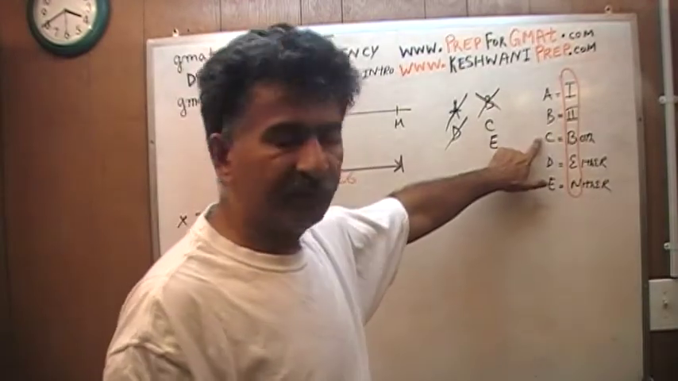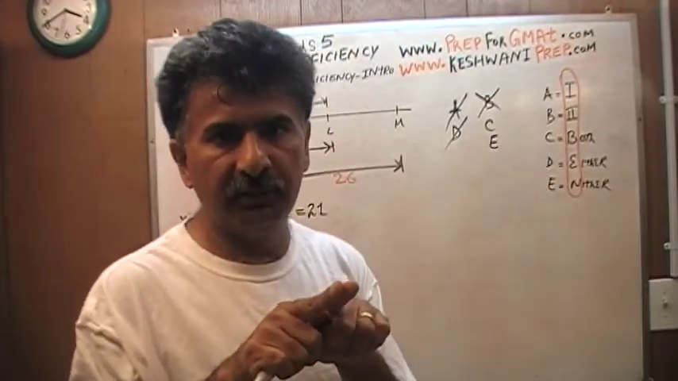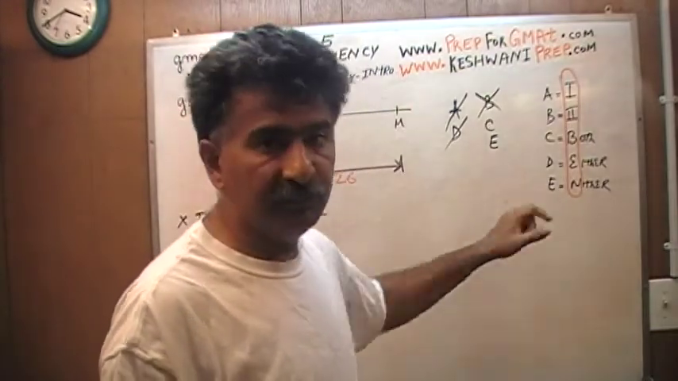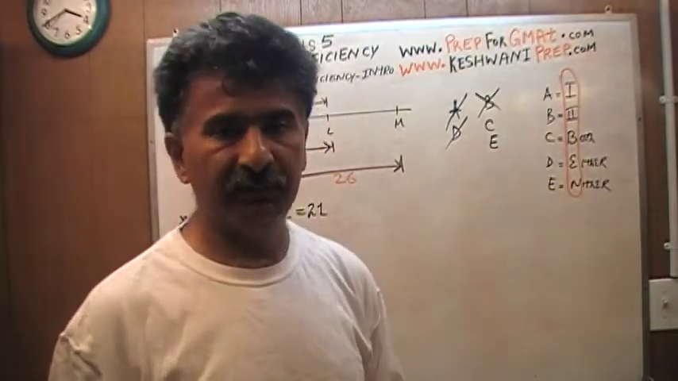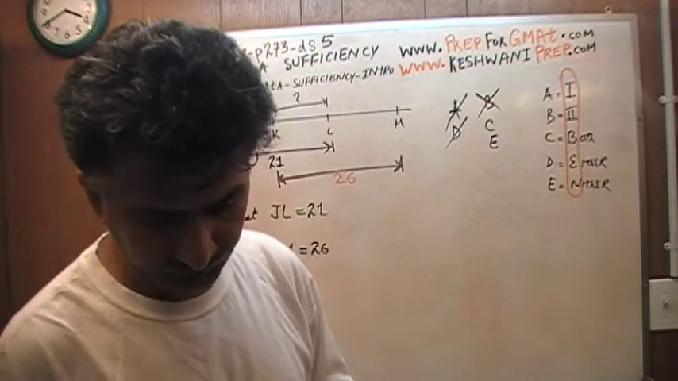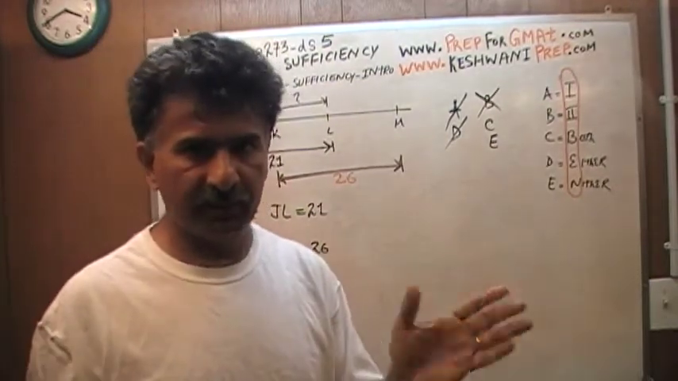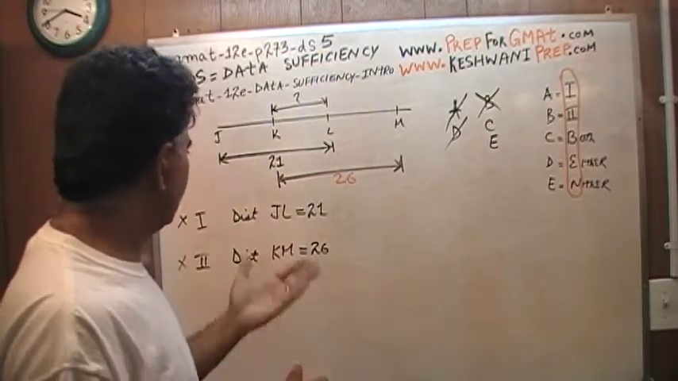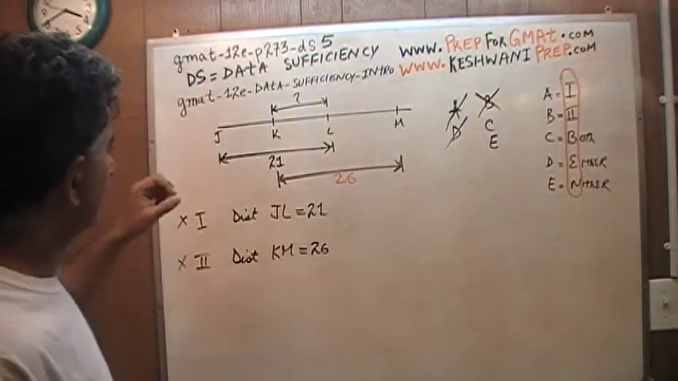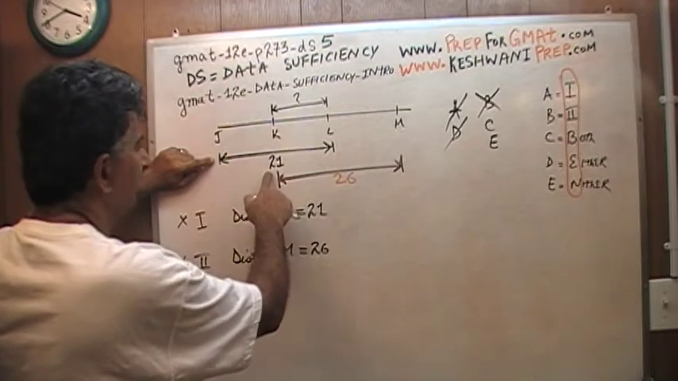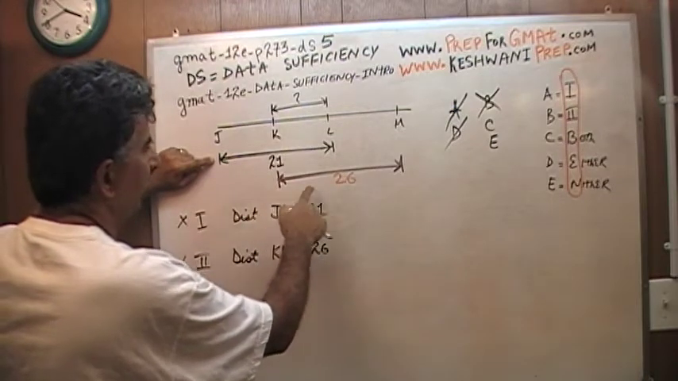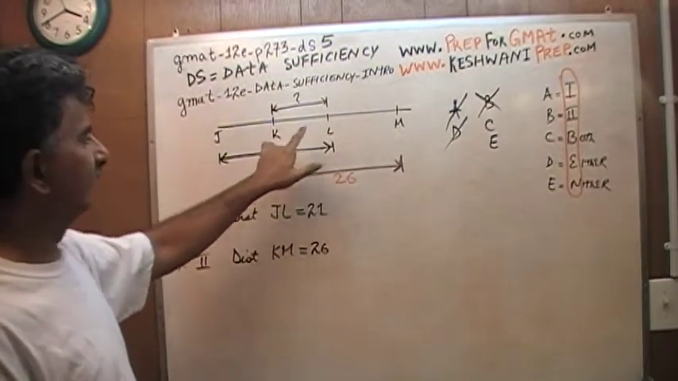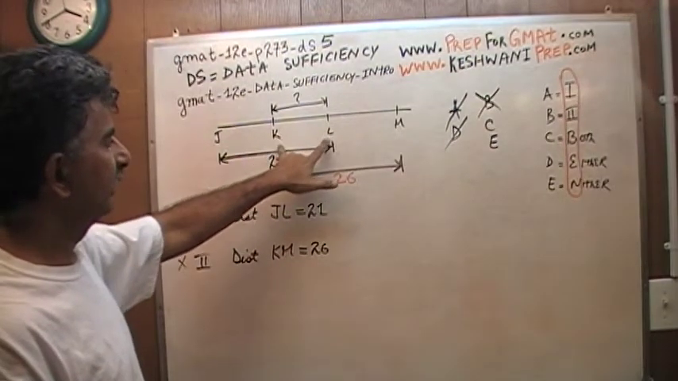Either we need both of the statements together and that will be enough to answer the question, which we'll see in a second, or the answer will turn out to be E, which tells me that neither of those statements is useful to answer the question, either separately or together. So let's put them together. Now I know the distance from J to L is 21, and I know K to M is 26. Does that help us determine what the distance from K to L is?